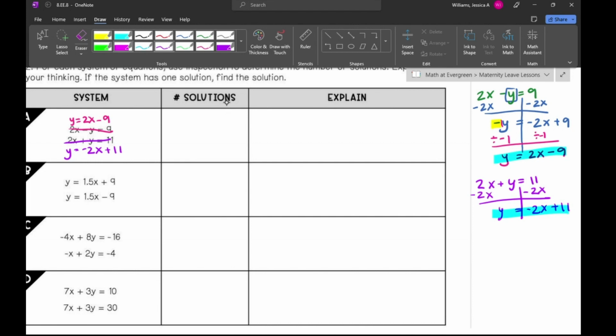And so what I can do now is I can compare those slopes. Are these slopes the same? No, they're different. 2 is not the same as negative 2. So because these two slopes are different, that means we're going to end up with one solution. Okay. With ending with one solution, we would then have to determine what that solution is.